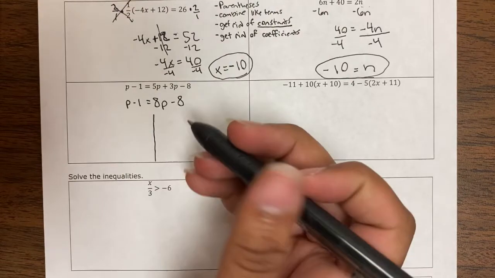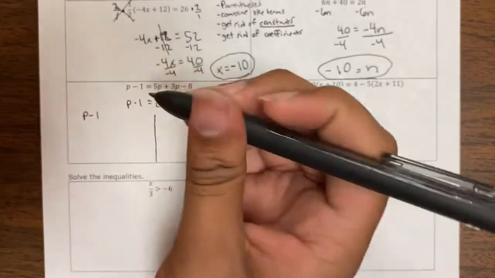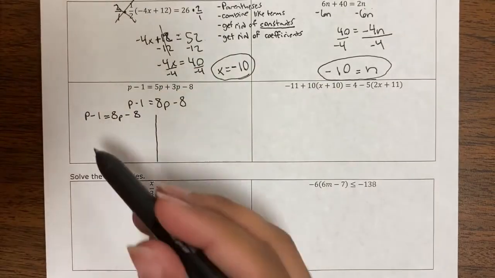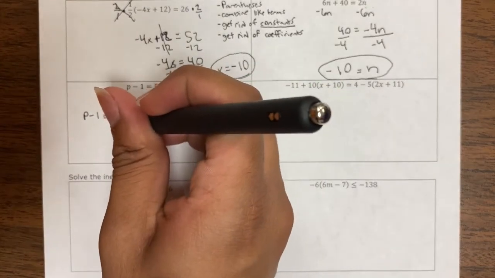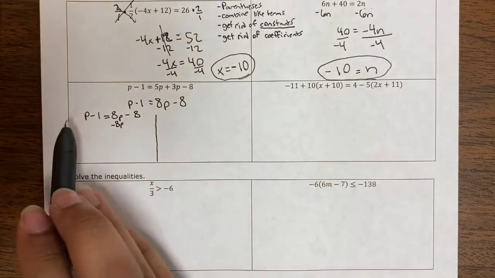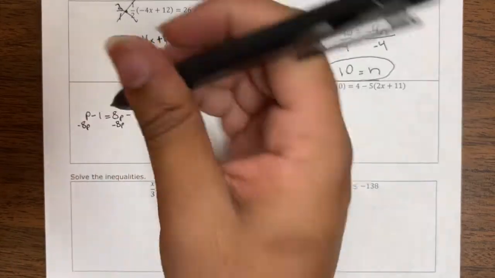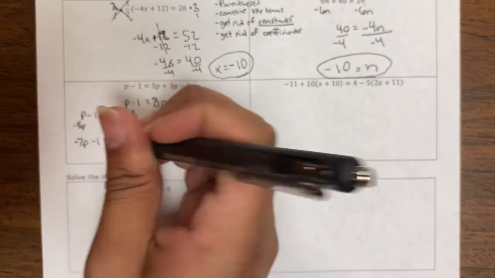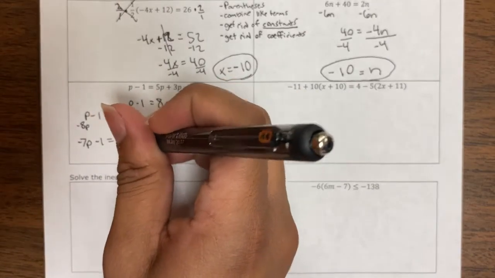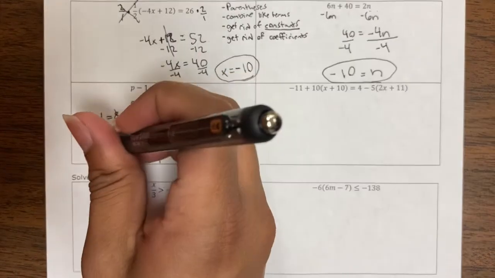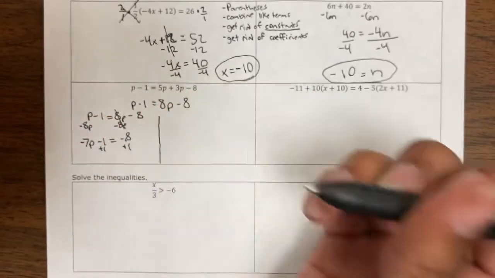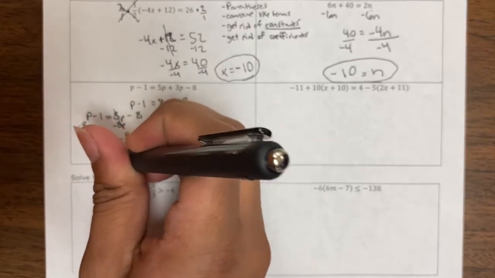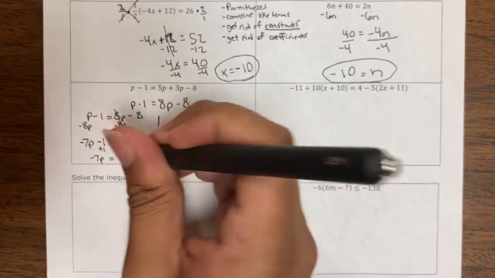So if I want to get all the variables over to this side, so p minus 1 equals 8p minus 8. If I move the variable over here, I'm going to subtract 8p to cancel it out, and I'll do the same thing on the other side. So I'll be left with negative 7p minus 1 equals negative 8. And then I'm going to move the constants over to that side. So I'm going to add 1. So now I'll be left with negative 7p equals negative 7.